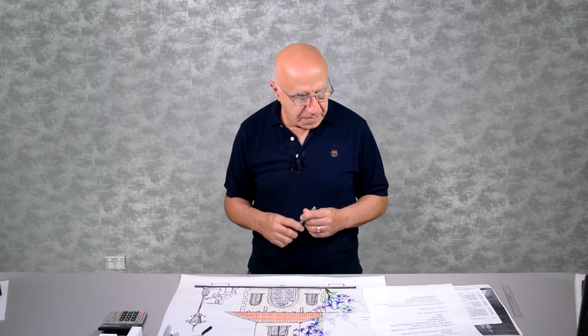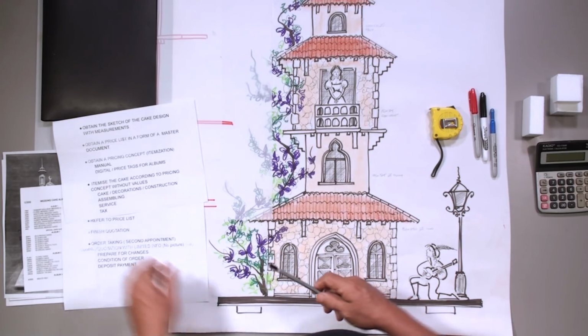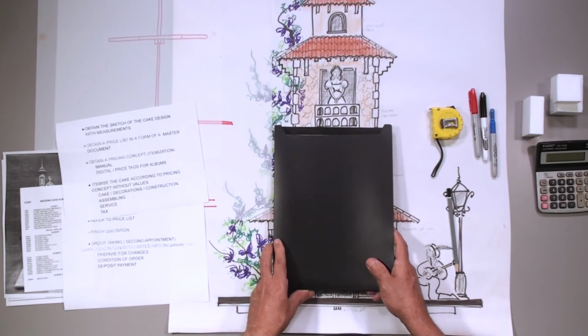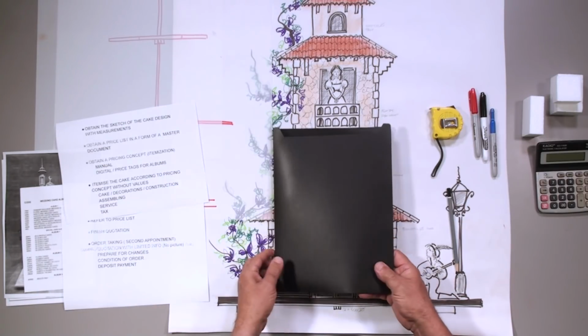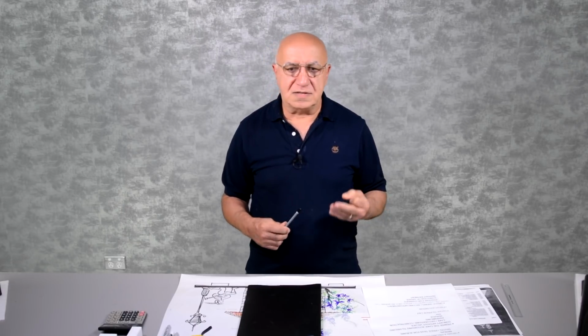So the second thing is, obtain a price list in the form of a master document. This is my master document for pricing. When we started making cakes 20 years ago, we didn't have that. So we started like many people, 1 tier, 2 tier, 3 tier, and simple cake, medium, sort of crazy cake, etc. That's a very simple itemization, and we made some very rounded prices.